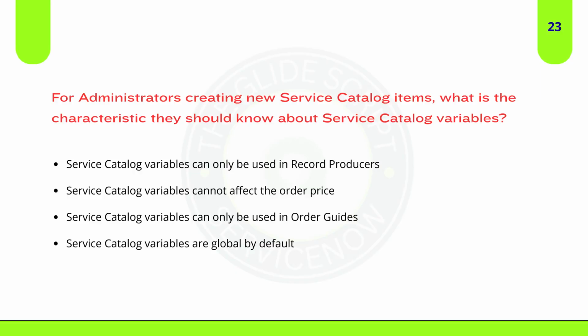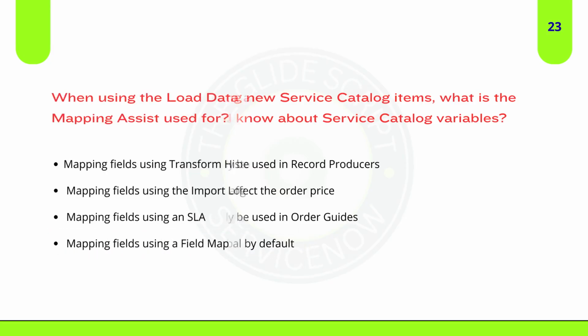Next, for administrators creating new service catalog items, what are the characteristics they should know about service catalog variables? So read all the options. The option number 4 is the correct one because the service catalog variables are global by default.